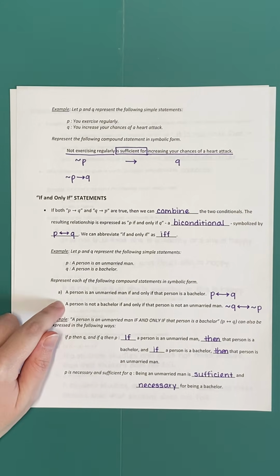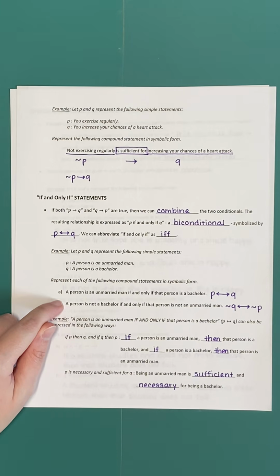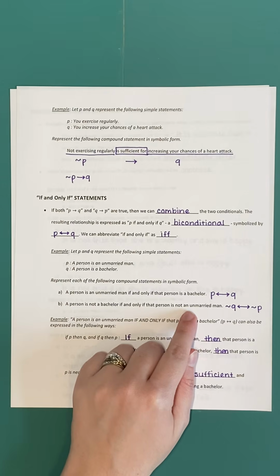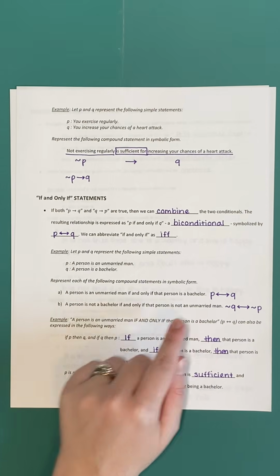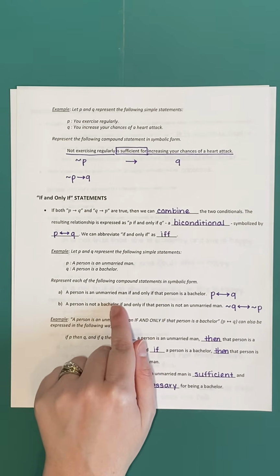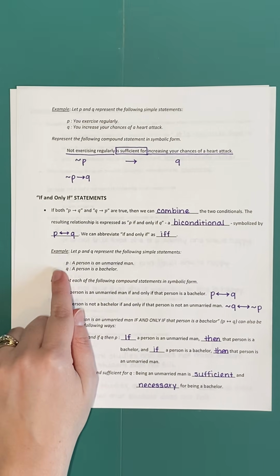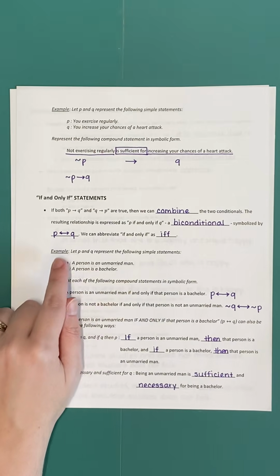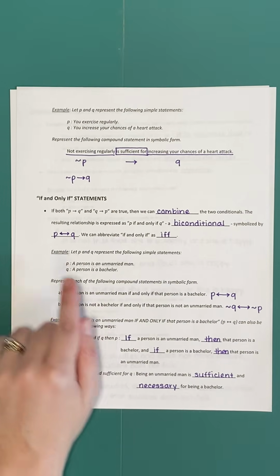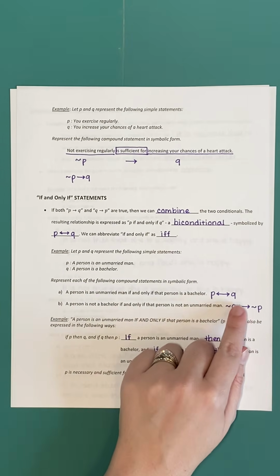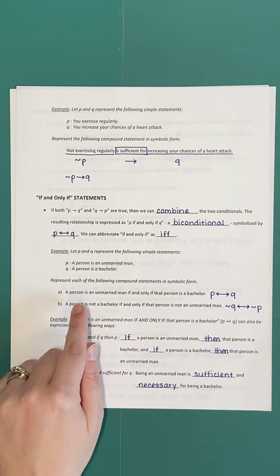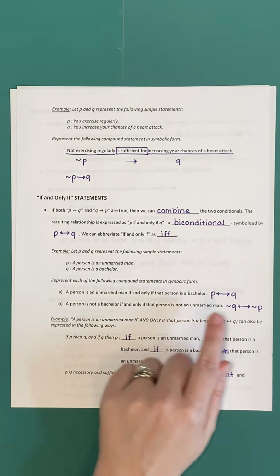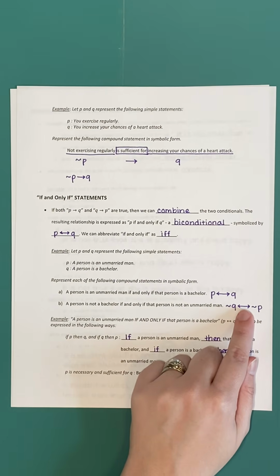Okay, what about this one? A person is not a bachelor if and only if that person is not an unmarried man. So a person is not a bachelor, that's going to be not Q. That person is not an unmarried man, that's going to be not P. And if and only if, that's going to be our biconditional. So not Q, biconditional, not P. That's going to be our symbolic notation.